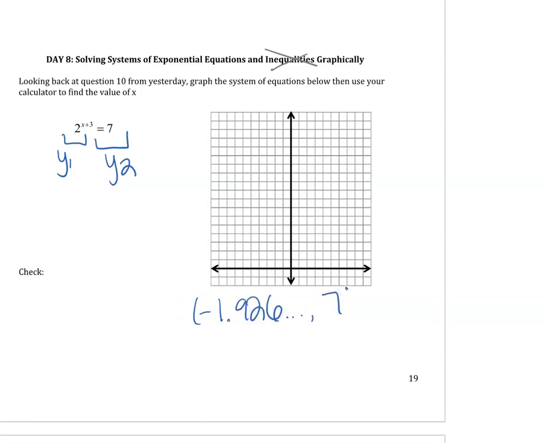And then it's 7. Now, the equation is only looking for what x is, so this is your answer, because it's saying find the value of x. Now let's see, does this make sense? Does this check?